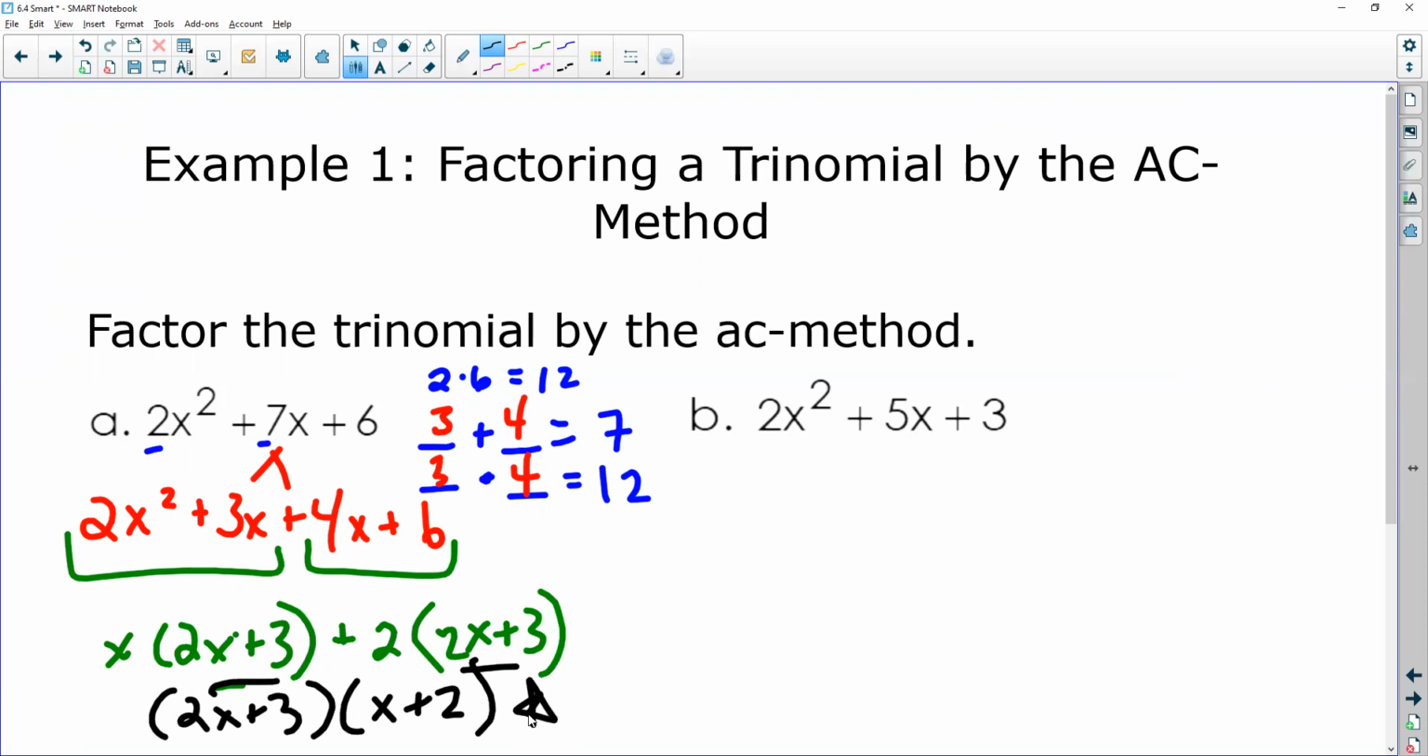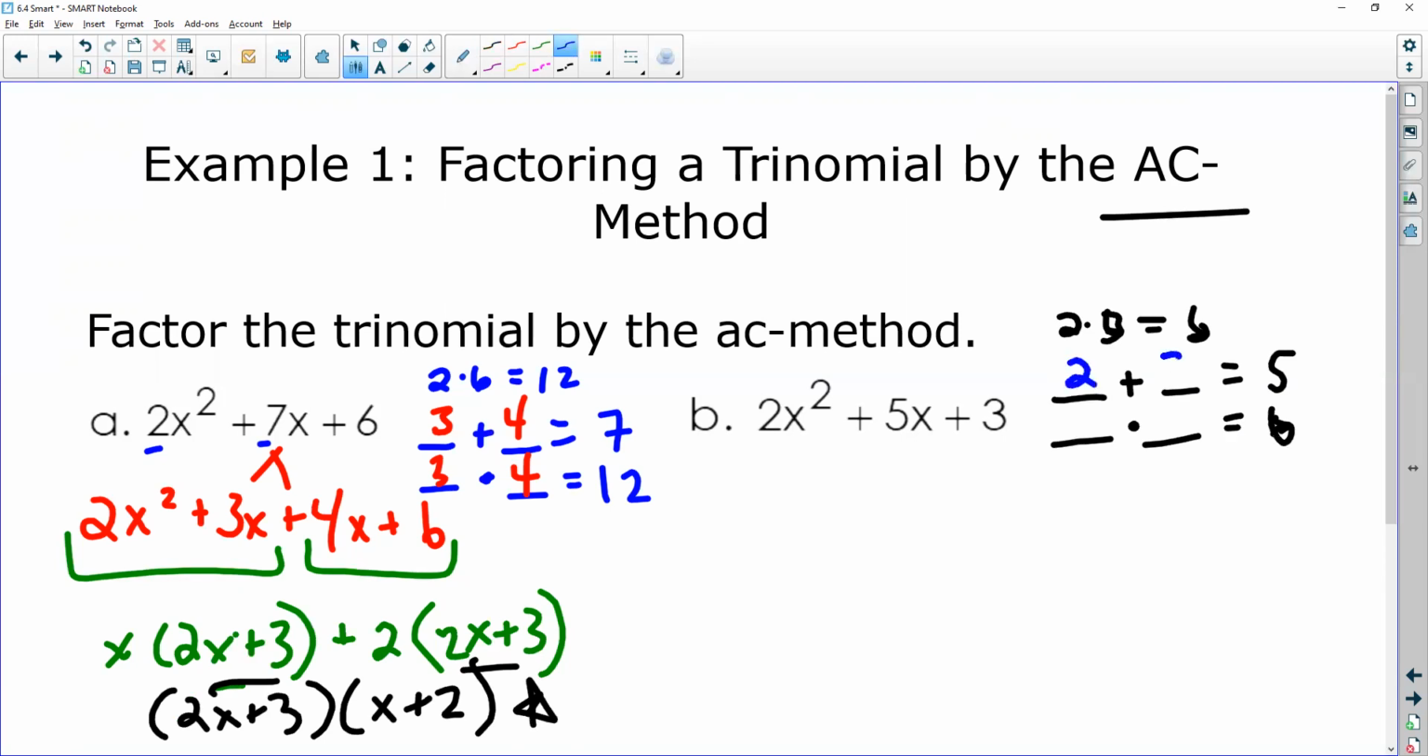So let's do that one more time. Same exact process. I see that 2 in front of x squared. I know I need to use the AC method. So 2 times 3 is 6. I need two numbers that add up to b, which is 5, and multiply together to make 6. Well, let's see. I can do 2 and 3, right? 2 and 3 add to 5, 2 and 3 multiply to 6.